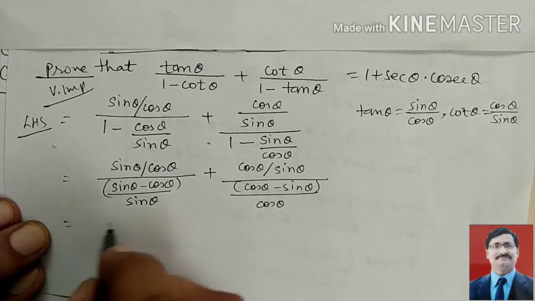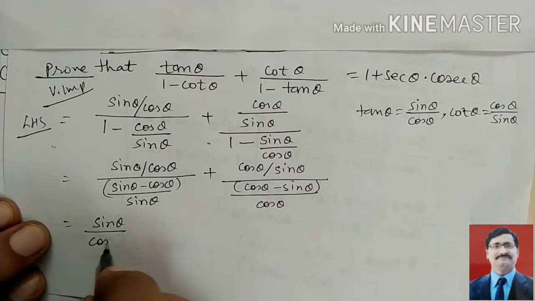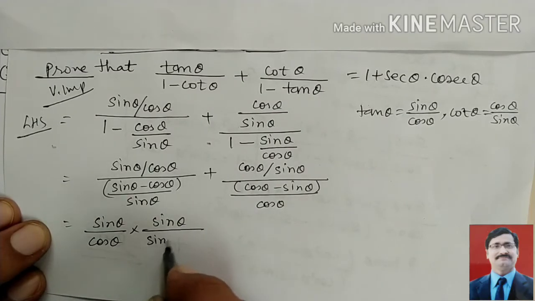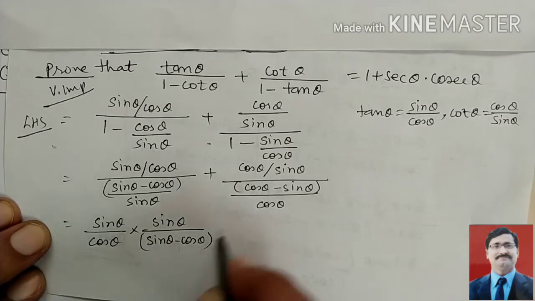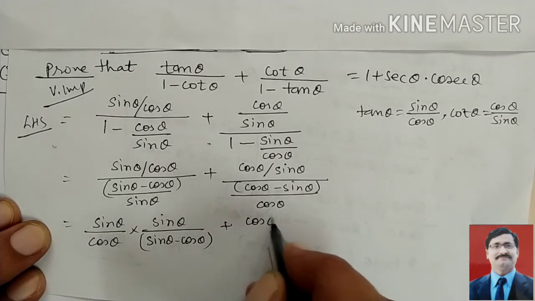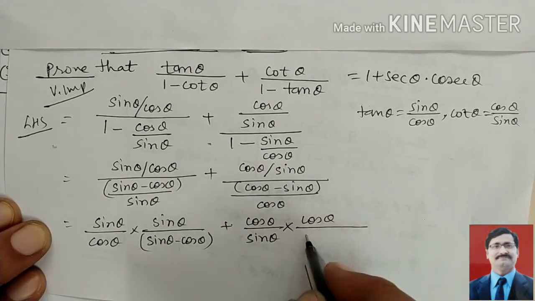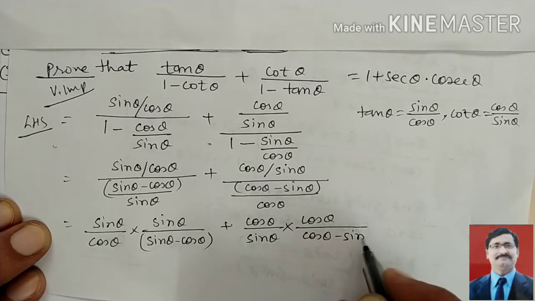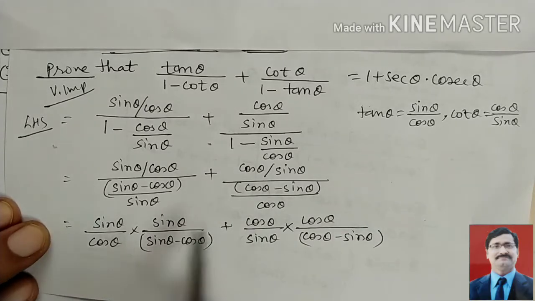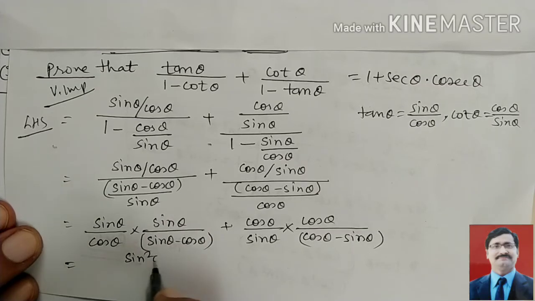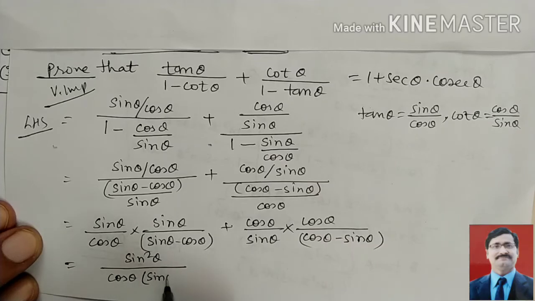Now you do the reciprocal. So you get sine theta upon cos theta, and the denominator you do reciprocal, sine theta upon sine theta minus cos theta. Plus here also you do reciprocal, cos theta upon sine theta into cos theta upon cos theta minus sine theta. All of you understand this? Now you do square. Sine theta into sine theta is sine square theta. Cos theta is as it is, and you write sine theta minus cos theta.